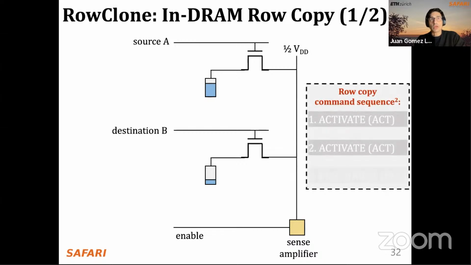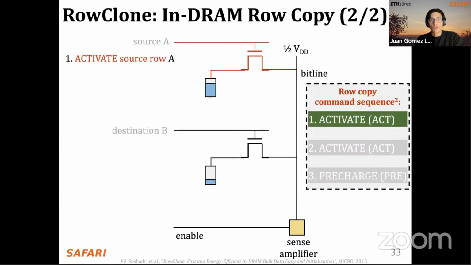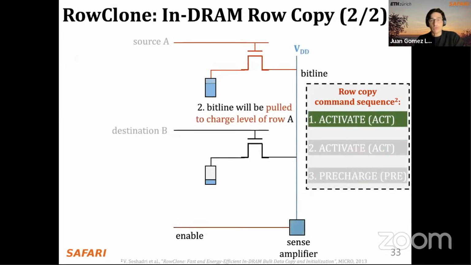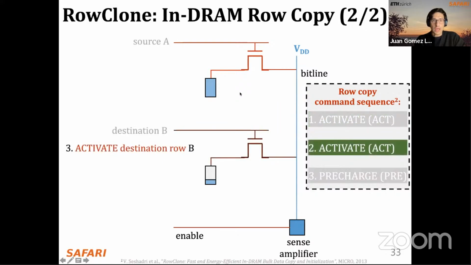So now the row copy command sequence is as follows. It has 3 steps. It essentially needs 3 different commands: activate, activate, and pre-charge. First of all, we activate the source row by raising the word line, as you know, and this, after enabling the sense amplifier, makes the bit line take the voltage of the storage capacitor in the source row.